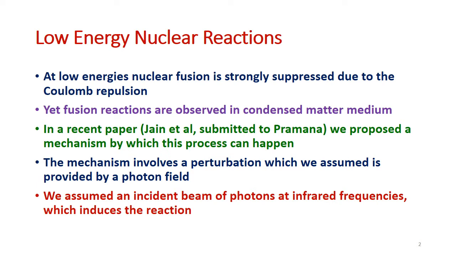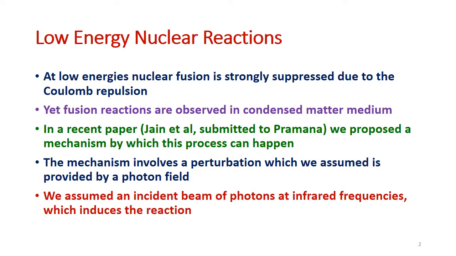Low energy nuclear reactions. At low energies, nuclear fusion is strongly suppressed due to Coulomb repulsion. Yet, experimentalists have claimed that fusion reactions are observed in condensed matter medium. In a recent paper submitted to the Indian journal Pramana, we proposed a mechanism by which this process can happen in principle. The mechanism involves a perturbation which we assumed is provided by a photon field. The perturbation can come in a variety of ways. This is just one assumption we made in order to get started.